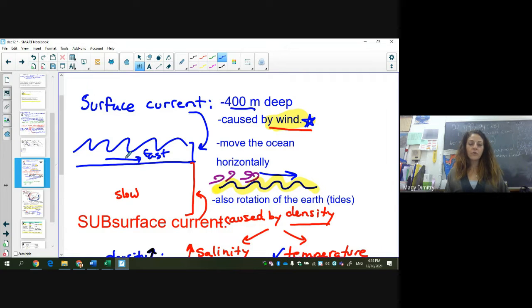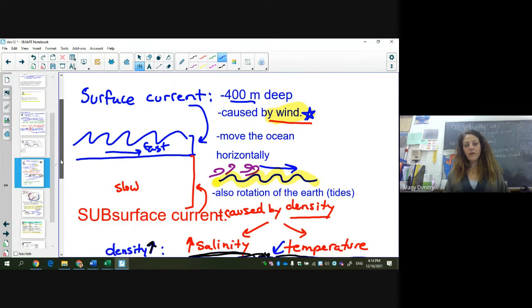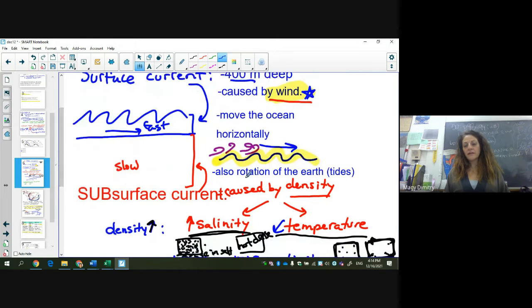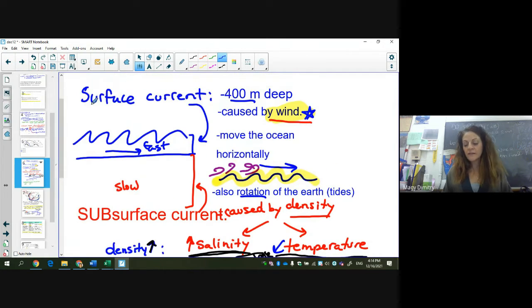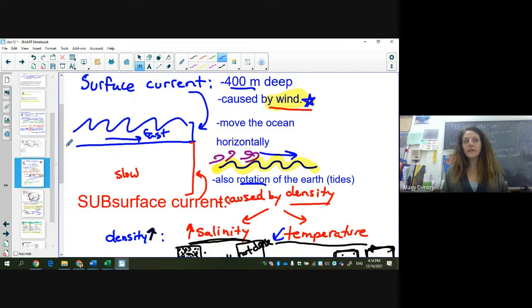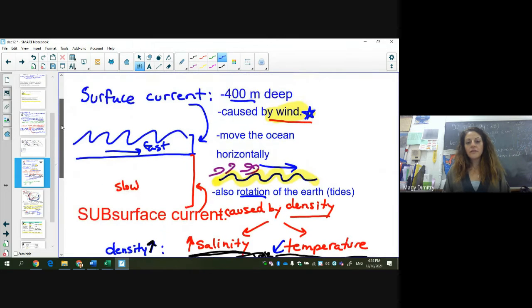They move the ocean horizontally, as you see. The surface current is also affected by the rotation of the earth, in other words, the high tides and low tides of the moon. For example, in the evening, when the moon is present, it tends to attract the ocean towards it. And then in the day, when the moon is on the other side of the planet, the tides will go back to normal, higher level. So that's for the top layer.